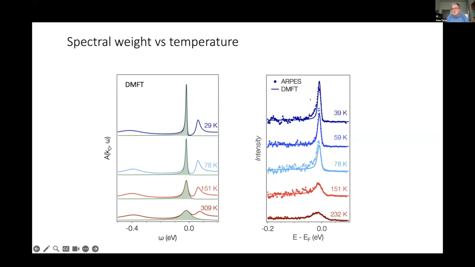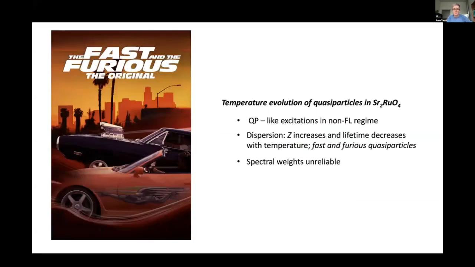And you see that the temperature evolution of these quasi-particle peaks seen in ARPES is well captured by the DMFT calculation. So I think I am on my last slide. These are my conclusions. I discussed with you how quasi-particles evolve with temperature in strontium-2 ruthenium-4. I showed you that this quasi-particle-like excitation survives in the non-Fermi liquid regime. And I looked at two things, Z, the mass enhancement, and the lifetime.